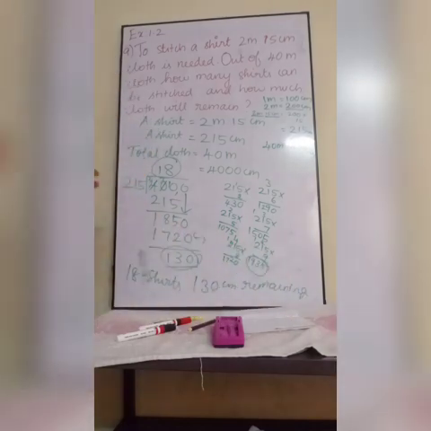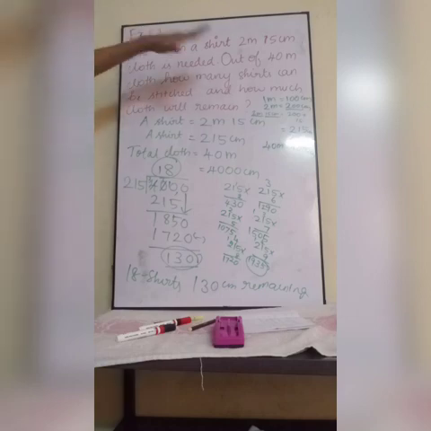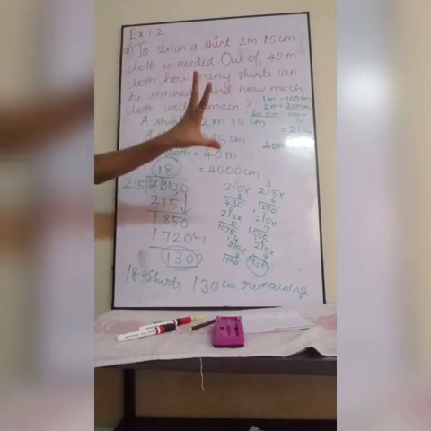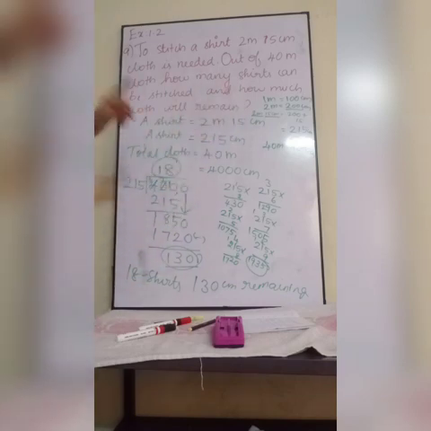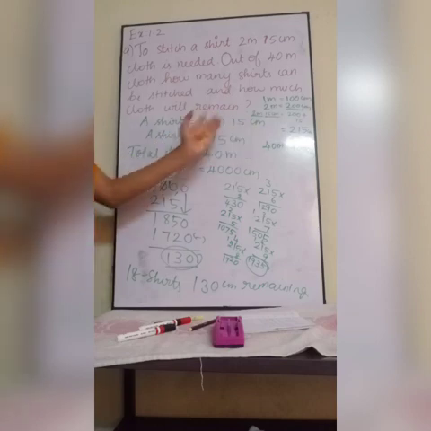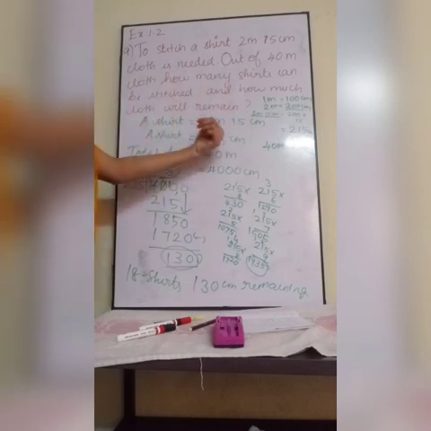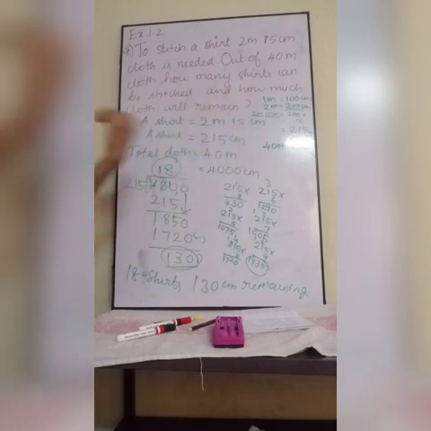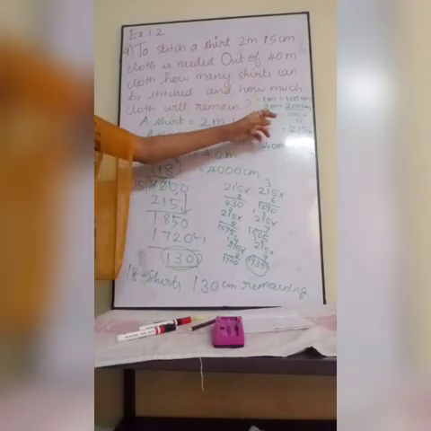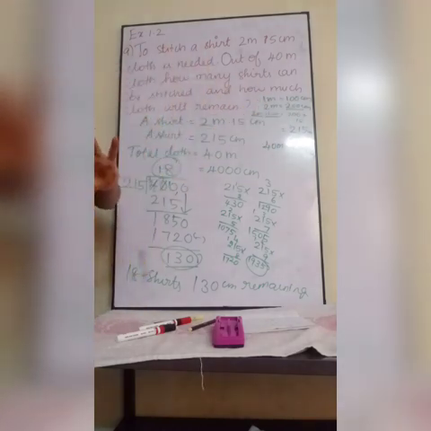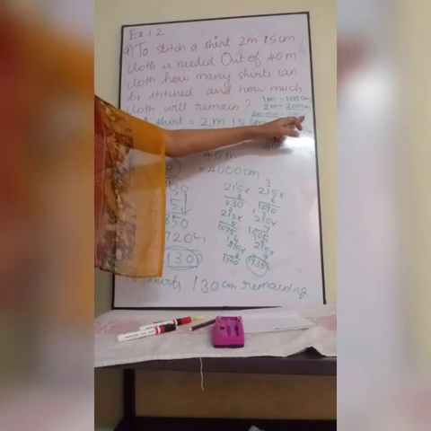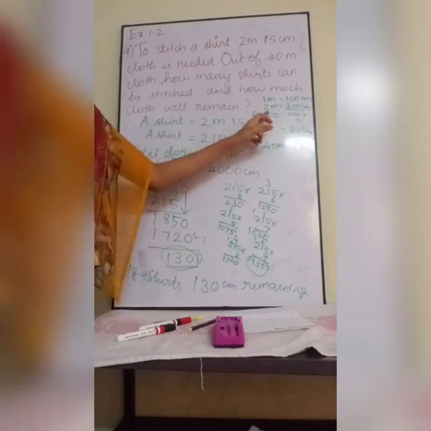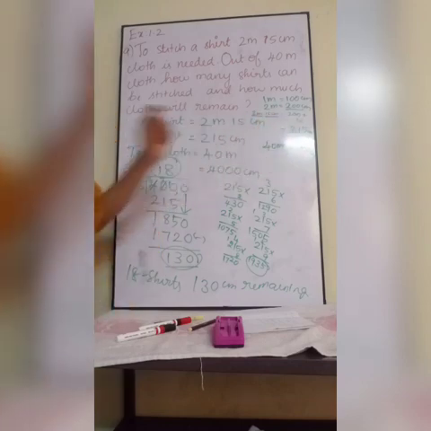Okay. Listen. To stitch a shirt, 2 meter 15 centimeter cloth is needed. For one shirt we need 2 meter and 15 centimeter cloth. Okay. That time actually these both are in different units. Meter, this is centimeter. Either you can convert it into meter or to centimeter. For my convenience, I have converted to centimeter. 1 meter is equal to 100 centimeter. So 2 meters is equal to 200 centimeter. Next. 2 meter 15 centimeter means for 2 meter you got 200 plus 15. So 215 centimeters, I wrote it.